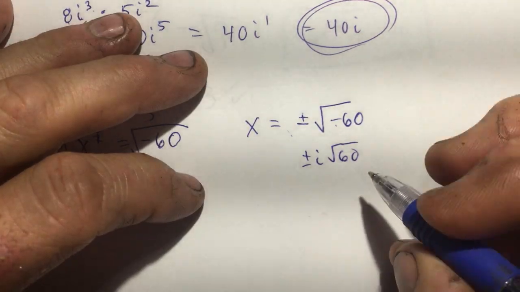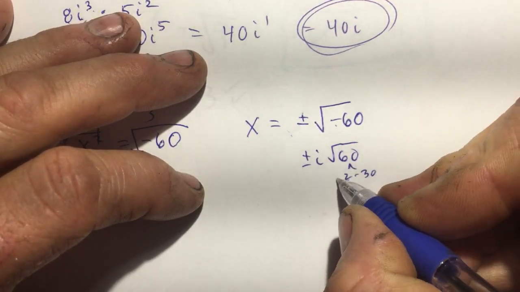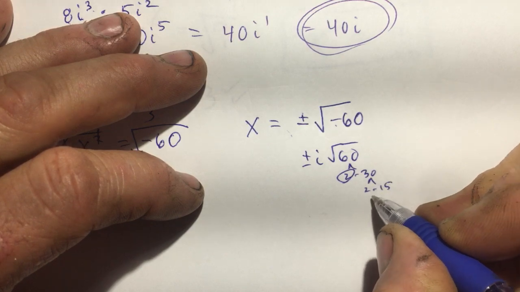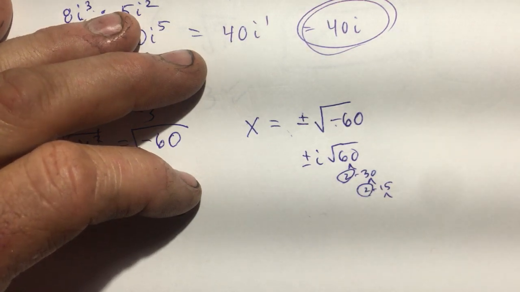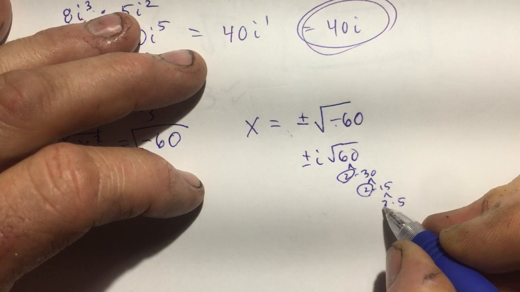And then I got to break down my 60. So 60 divided by 2 is 30. Circle the 2. 30 divided by 2 is 15. Circle the 2. 15. I can't do 2 anymore, so I go to 3. That's 3 times 5. It's a 3.